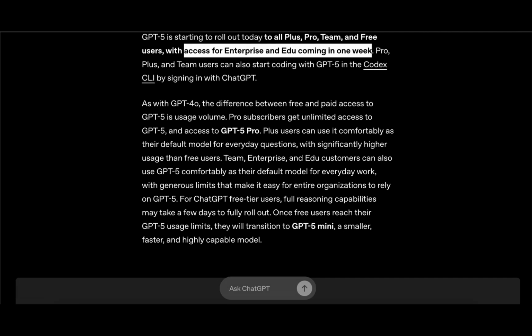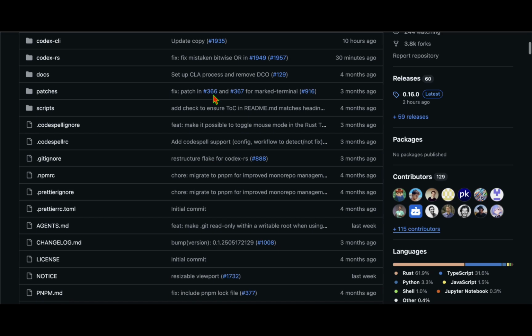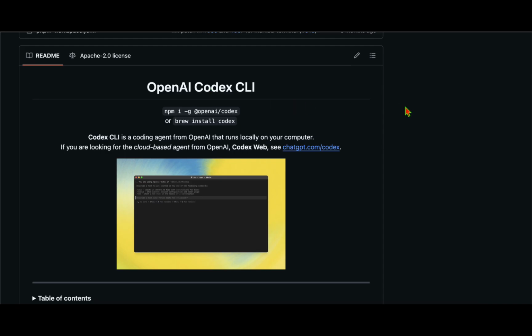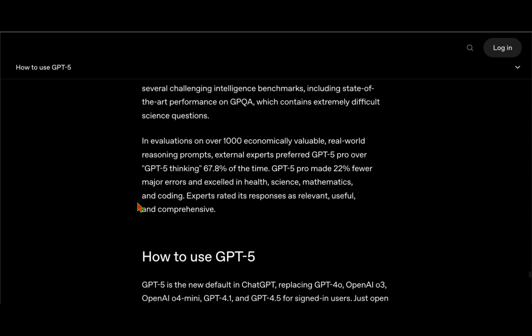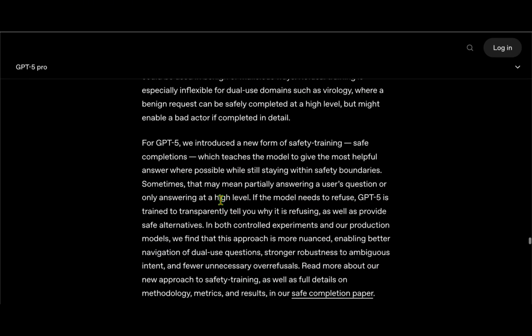If you go to Codex CLI, we can also start coding here with the GPT-5 model. So that's pretty much it about GPT-5 as of now.